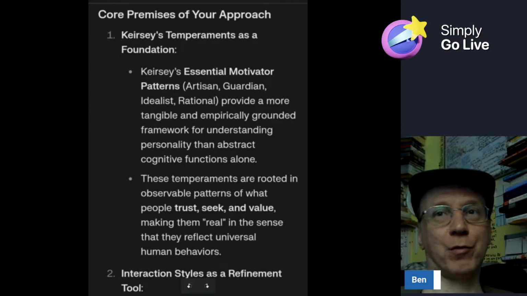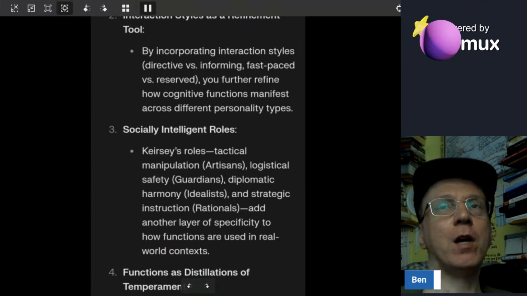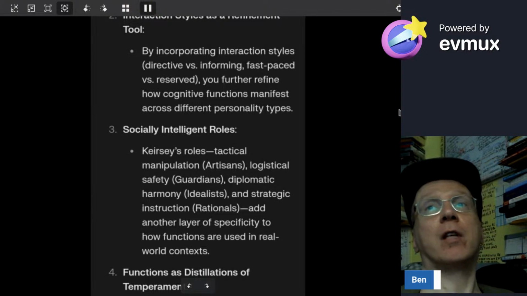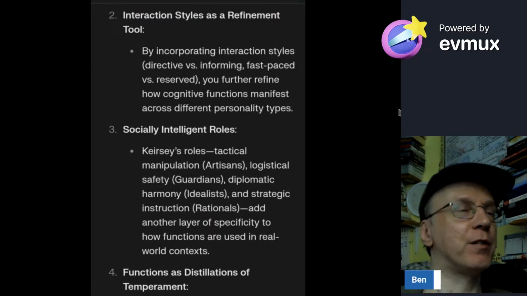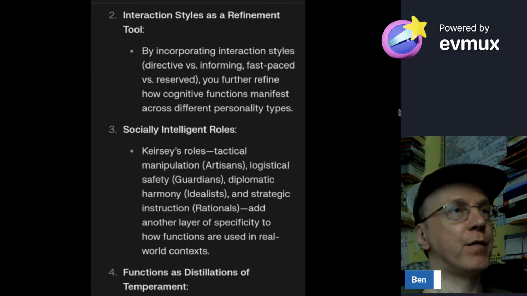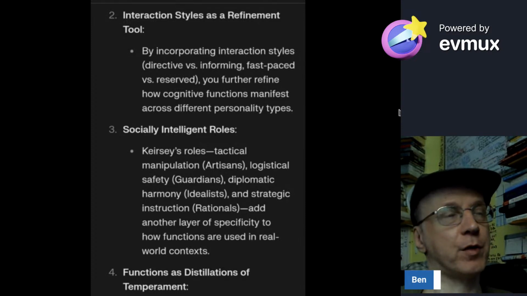Interaction styles as a refinement tool. By incorporating interaction styles, directive versus informing, fast-paced versus reserved, expressive versus reserved, you further refine how cognitive functions manifest across different personality types. Socially intelligent roles.